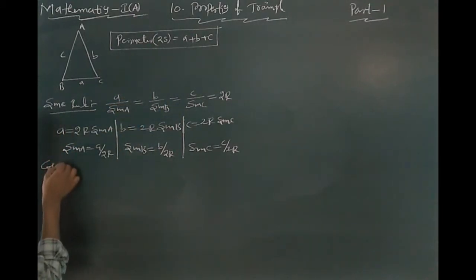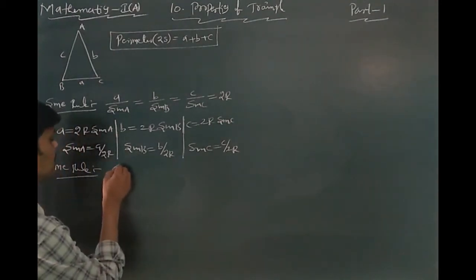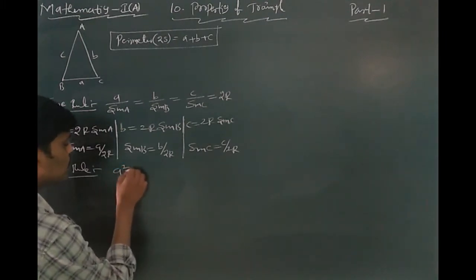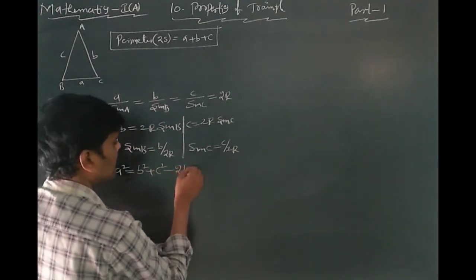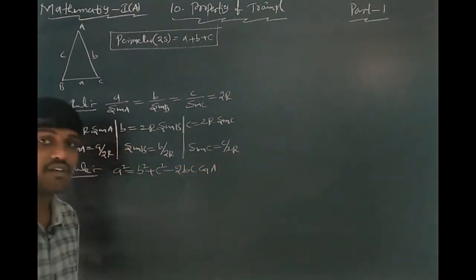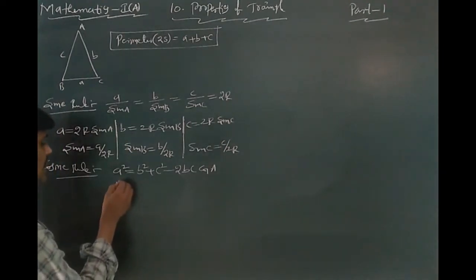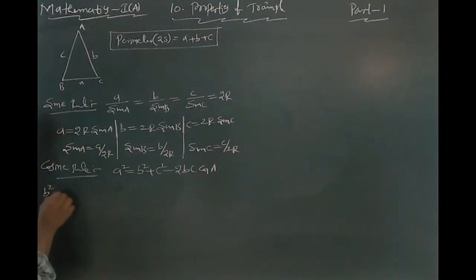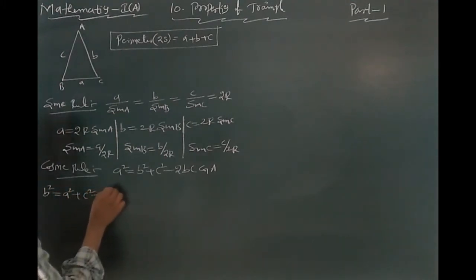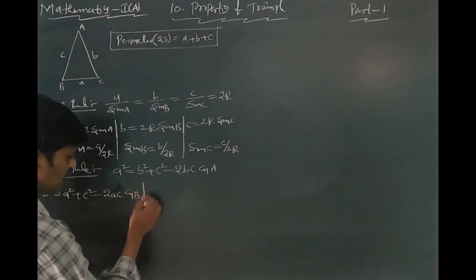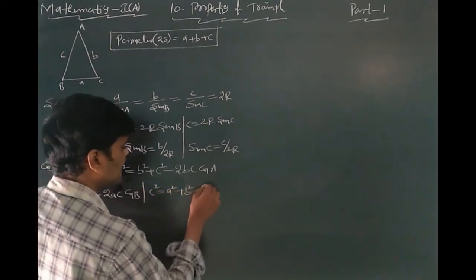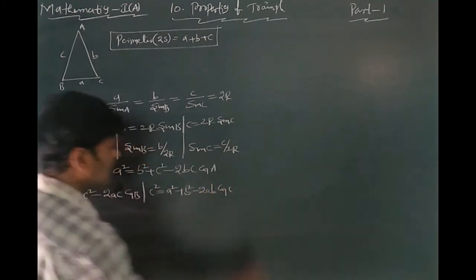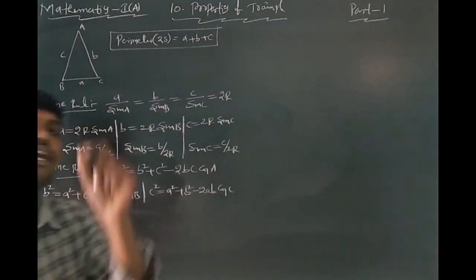Next, the cosine rule. In this cosine rule, a square is equal to b square plus c square minus 2bc cos A. This is the value of a square. Similarly, b square equals what, students? b square is equal to a square plus c square minus 2ac cos B. Similarly, c square is equal to a square plus b square minus 2ab cos C. These 3 formulas are the cosine rule formulas.